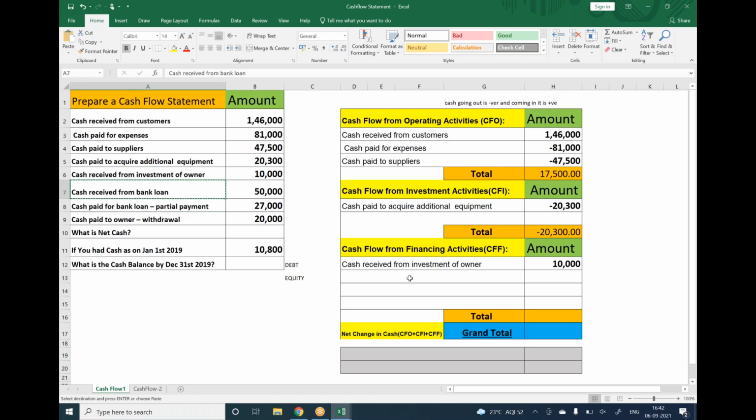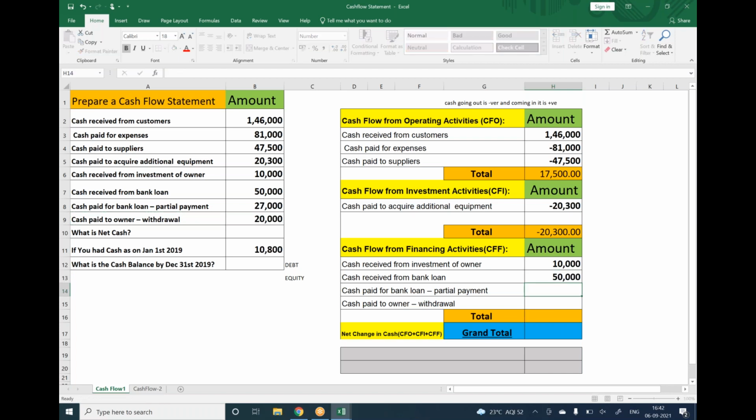They're all nothing but CFF. Cash paid for bank loan, because they all have something to do with equity or loan, cash paid to owner, withdrawal, is also CFF. Please do not memorize it. Try to understand. If you have any doubt, you can ask me. Now, cash received from bank loan is 50,000. You have received it, so it is plus. Cash paid for bank loan. So that means you have paid to clear off some loan. So it will be minus 26.